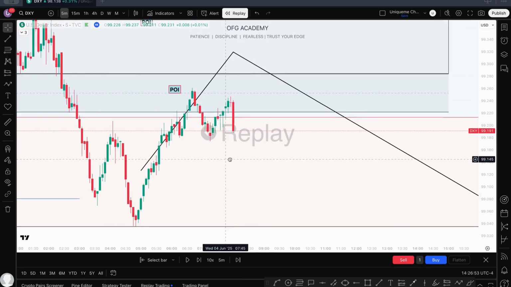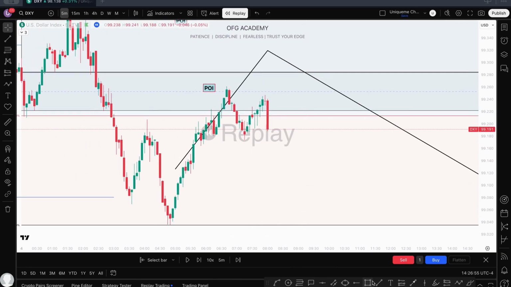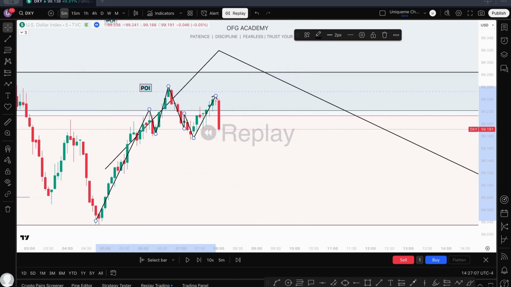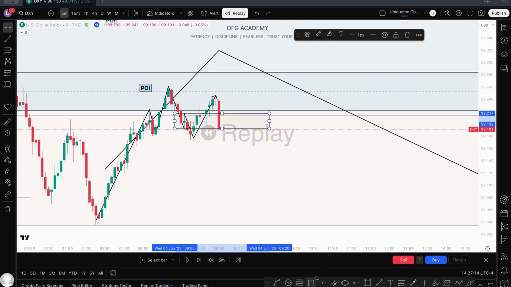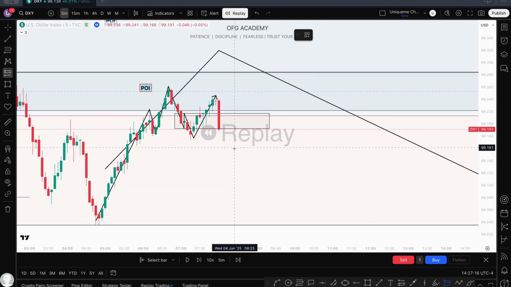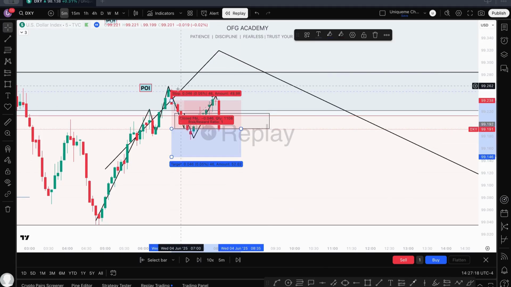But what do I see here? If you can see on this area here, on 5 minutes, I have this. Can you see this here? What do I have here? I have a mitigation block. Majority of the time, you're advised to put in your entry here around the mitigation block.